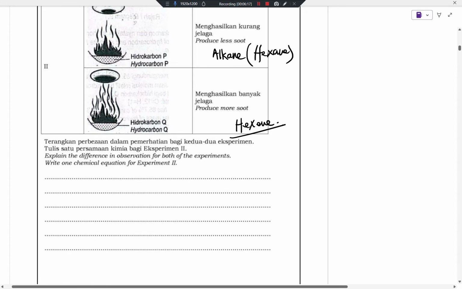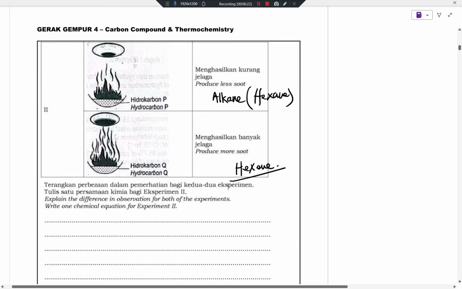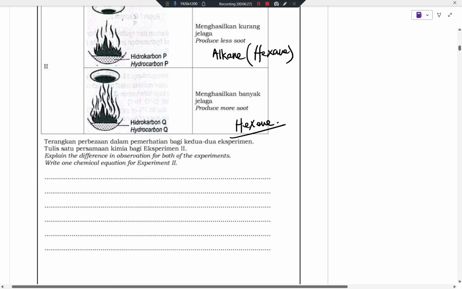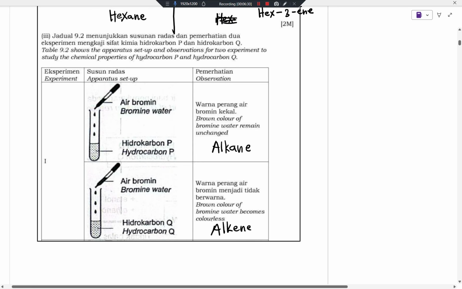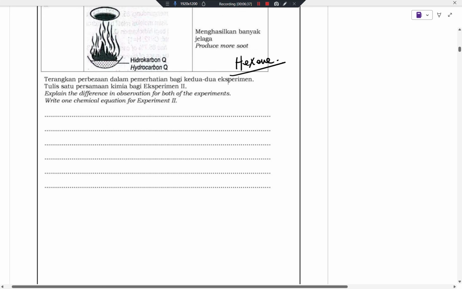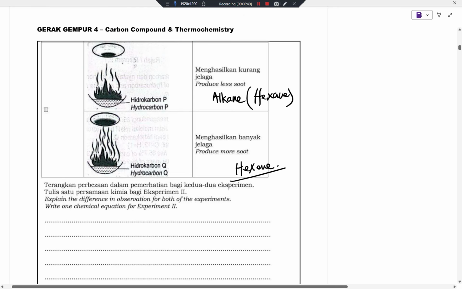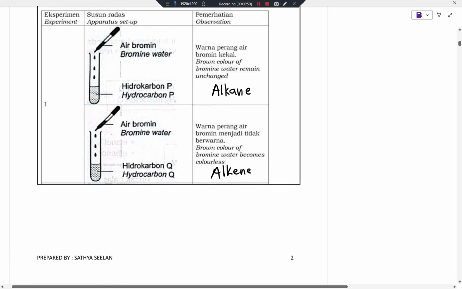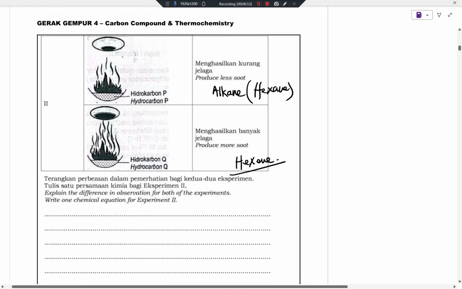Okay, now the question is explain the difference in observation for both experiments. Write one chemical equation for experiment 2. 8 marks. Okay, for experiment 1, we need to tell why the observation is different. They already put the observation, no need to rewrite the observation. So we just need to tell why this one is decolorized and why this one is not decolorized.